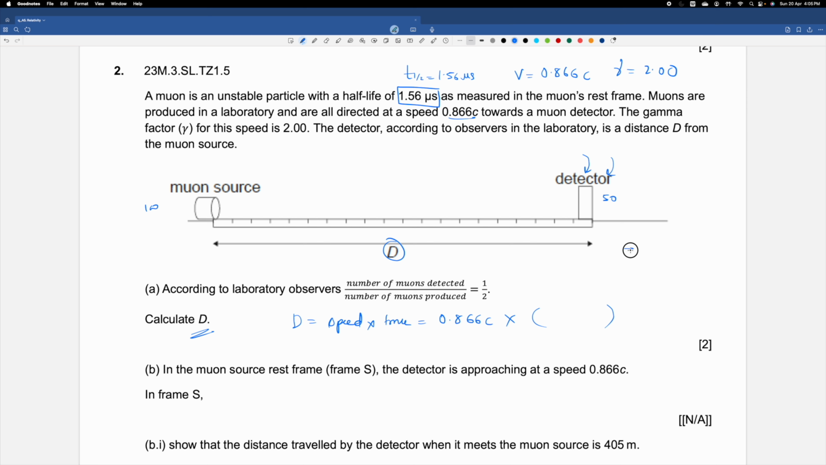So what will be the formula for time dilation? T will be gamma times the proper time period, right? Which is 2 times 1.56 microseconds. And if you solve this, your answer will be 811 meters.